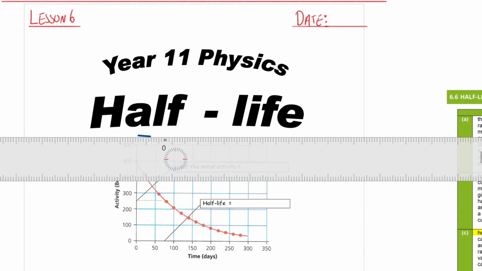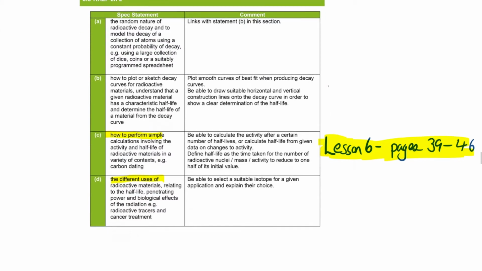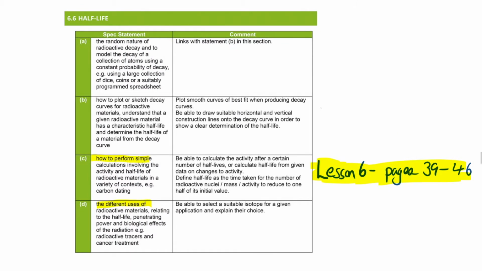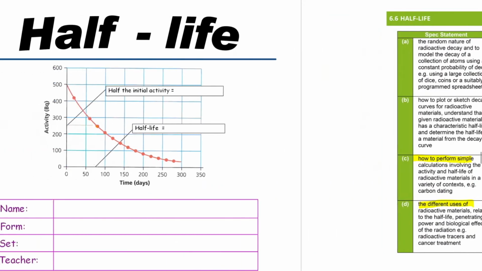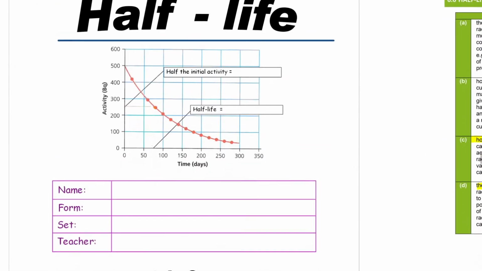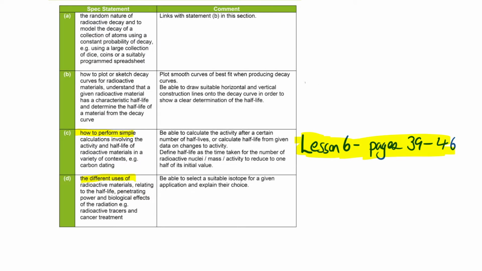And before we go any further, we'll just have a look at the specification, the spec for half-life. We're going to split this into 4 spec statements, and we're going to cover 2 of the statements during this lesson, and then 2 in lesson 7 to complete the booklet. Now we're doing pages 39 to 46 as highlighted there.